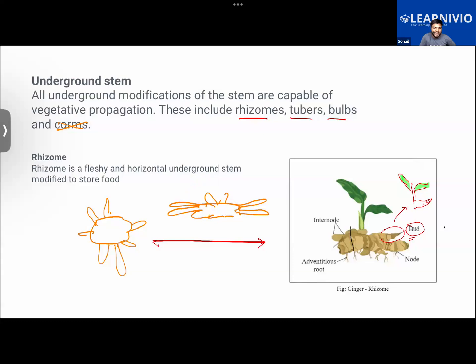Why do we call them modified stems? Priyanka, why do we call them modified stems? Yes. Abu Bakr, why do we call them modified stems? What's the reason behind calling them modified stems?